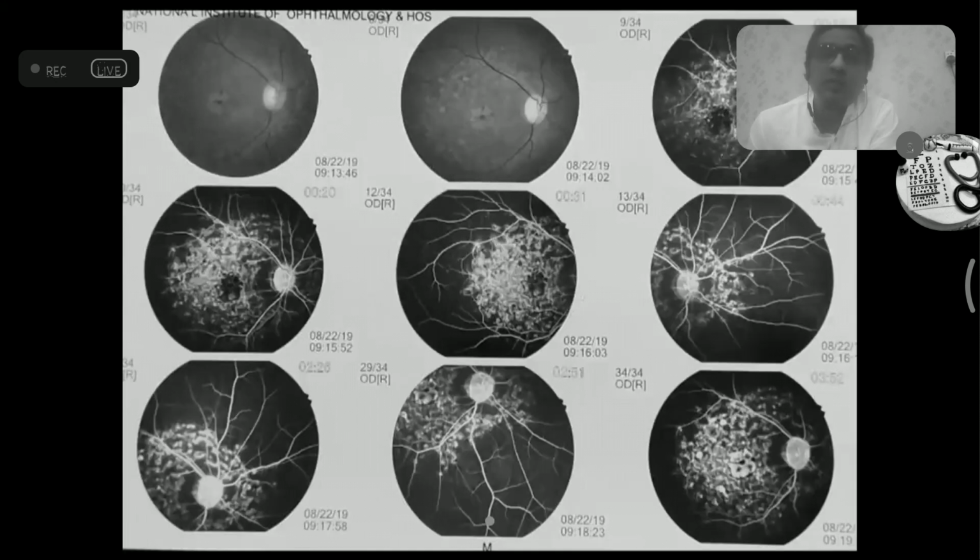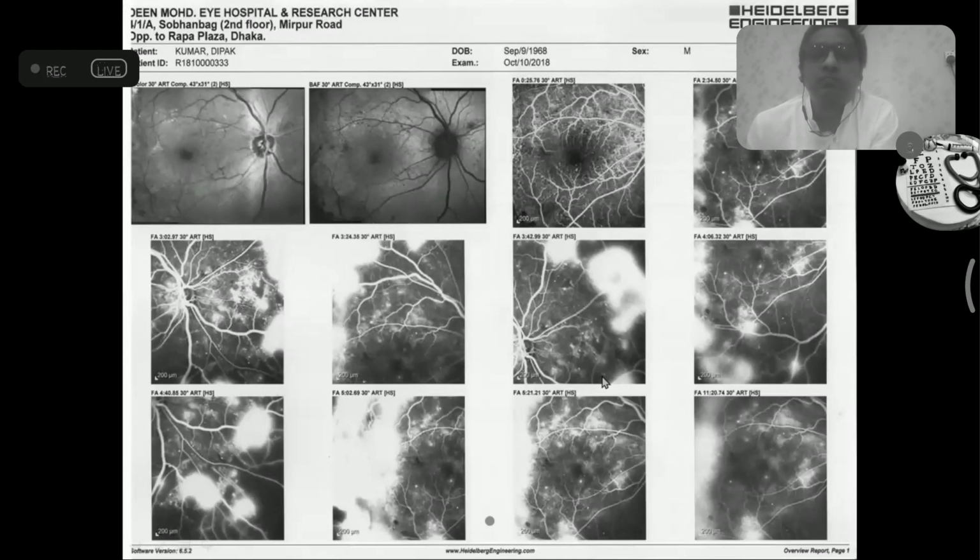This is another patient. This is RP atrophy. First of all, there is hypofluorescence, then late staining with hyperfluorescence, and multiple dot-like hyperfluorescence. And there is a high magnification of the pattern to see any leakage, microaneurysm, or ischemic area.